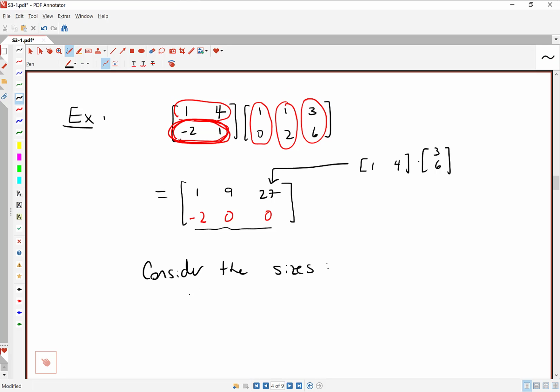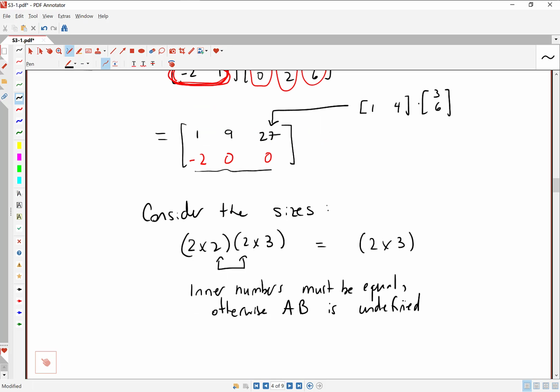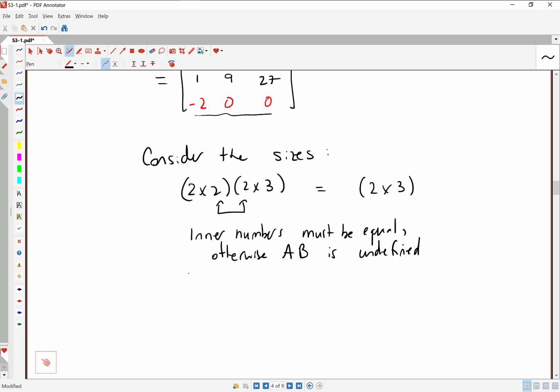So now let's consider the sizes of these matrices. The first matrix was 2 by 2, and we multiplied that with a 2 by 3 matrix, and what that produced, I'm going to say equals, because it produces a 2 by 3 matrix. So these inner numbers here must be equal. Otherwise, the product AB is undefined. So let's try to understand why that would be true. See, this number here represents the number of columns in your first matrix.